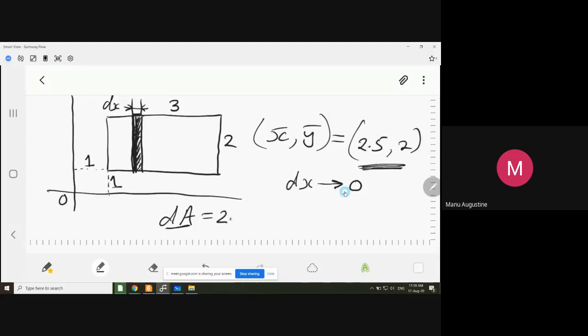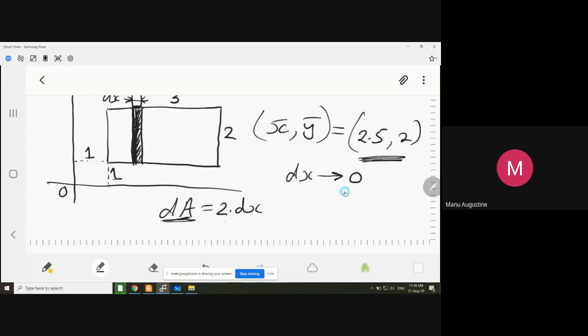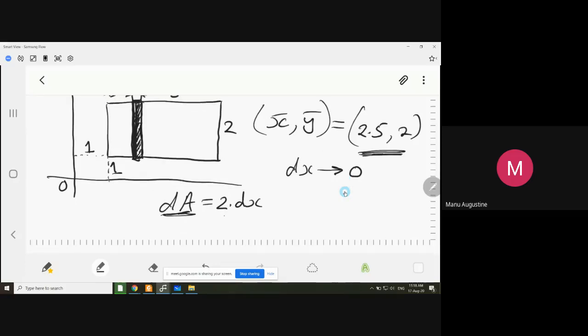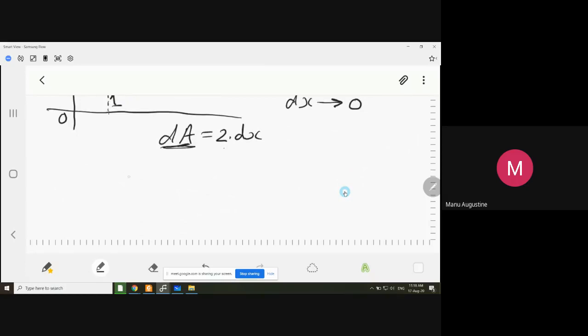Because this shaded area is in the form of a rectangle only, and this infinitesimally thin rectangle has a width of dx and a height of 2. So the infinitesimally small area of the rectangle is 2dx. Okay. Now, if I consider this as a rectangle, I will draw another figure without the shading. This is the infinitesimally small rectangle.